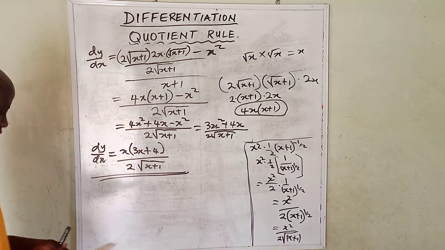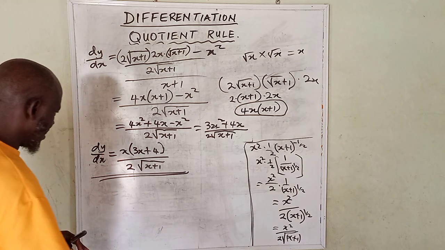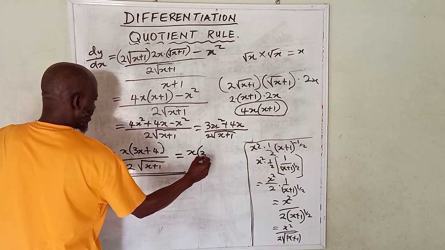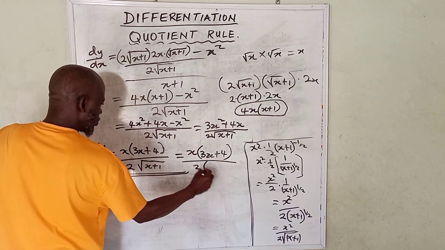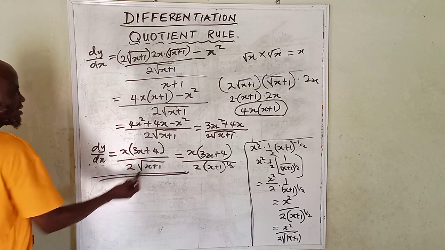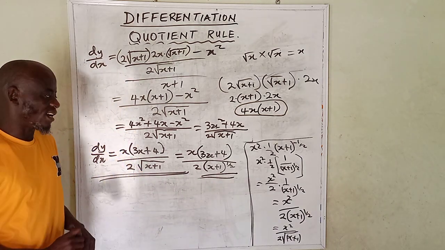If you have any questions, you can ask. Yes, correct. That is our final answer. So I'm very, very much correct. 3x plus 4, we can rewrite this in this form again. 2 into x plus 1 raised to power half is still the same as this. So that's the final answer.